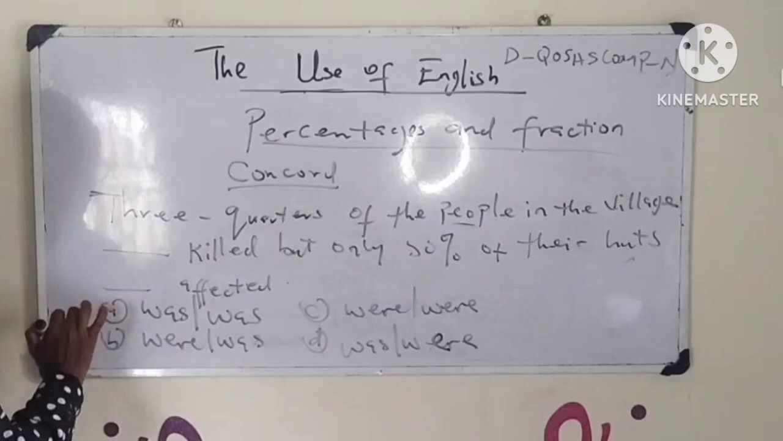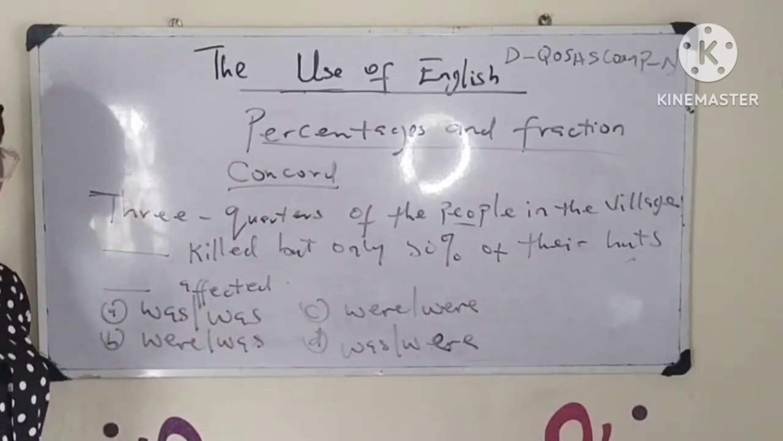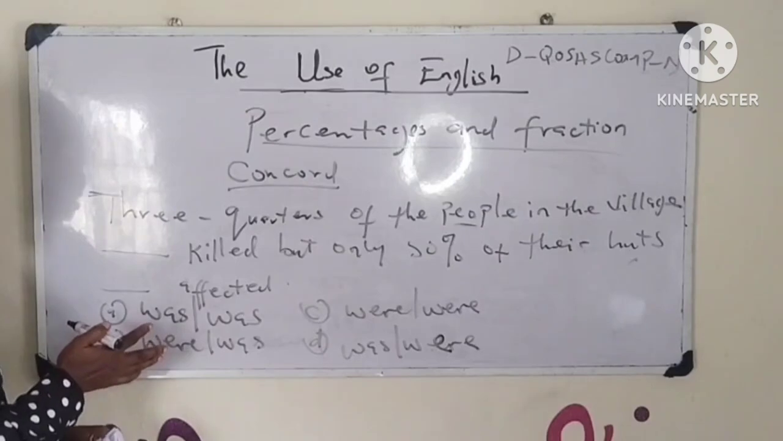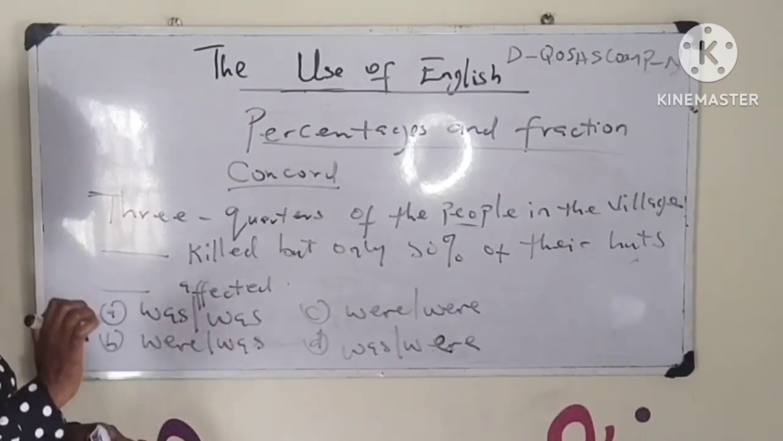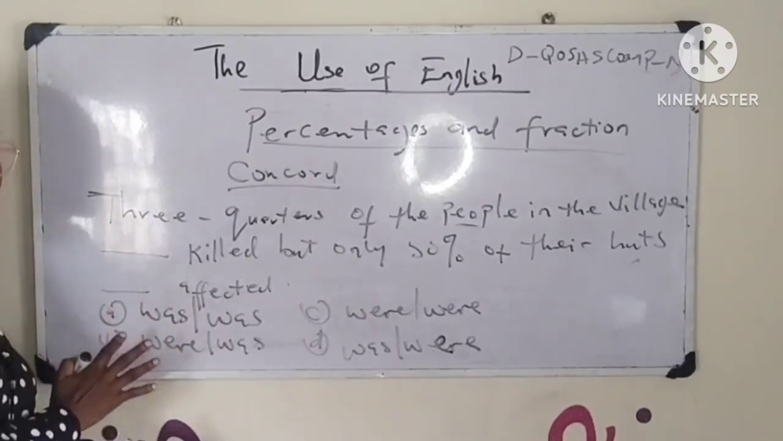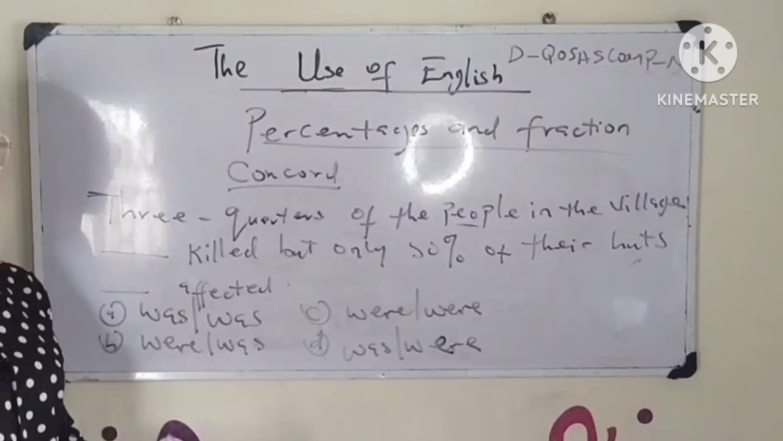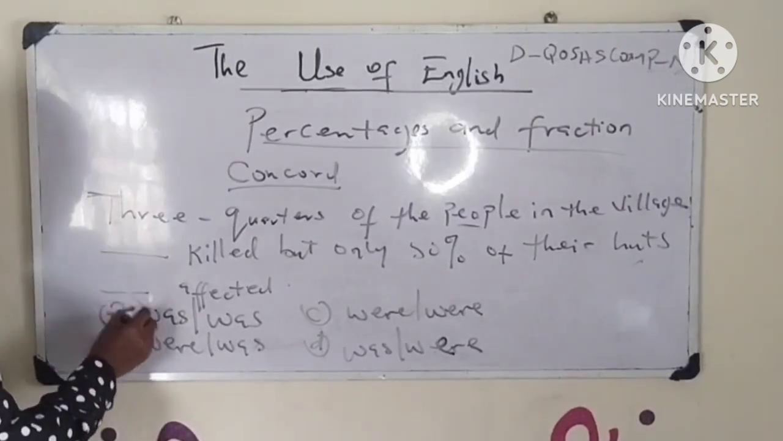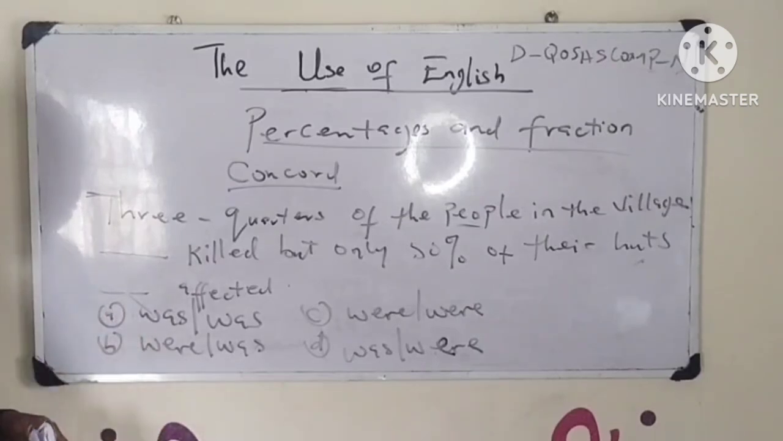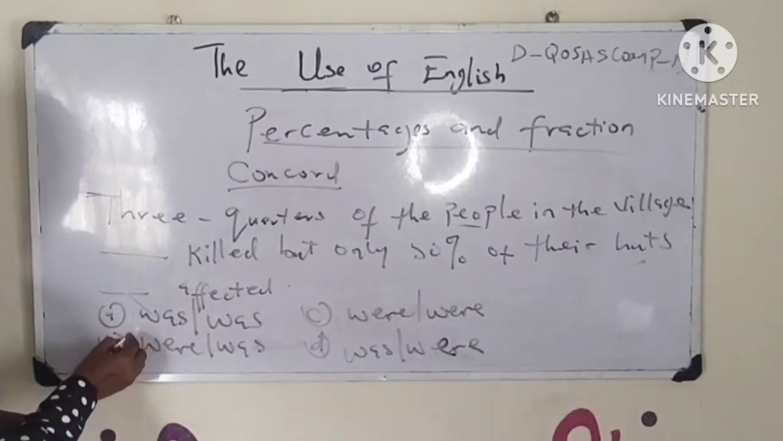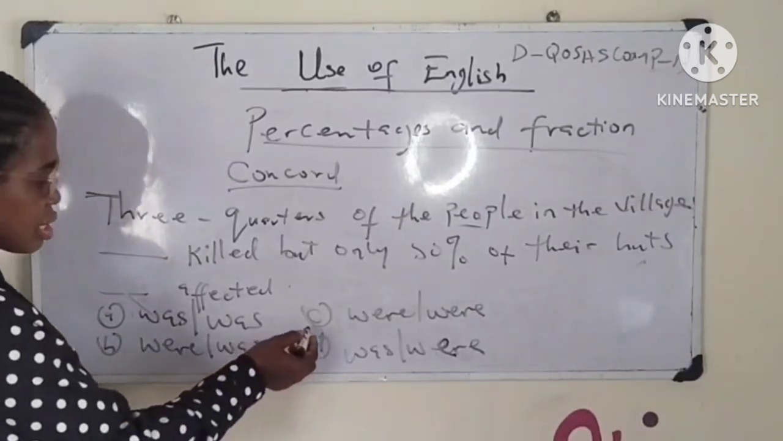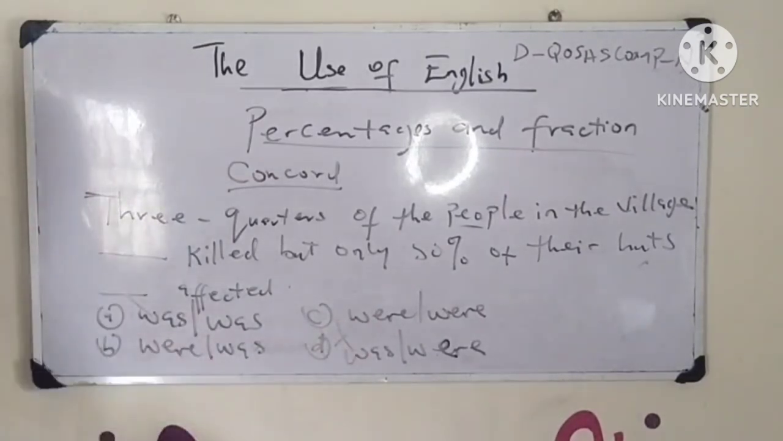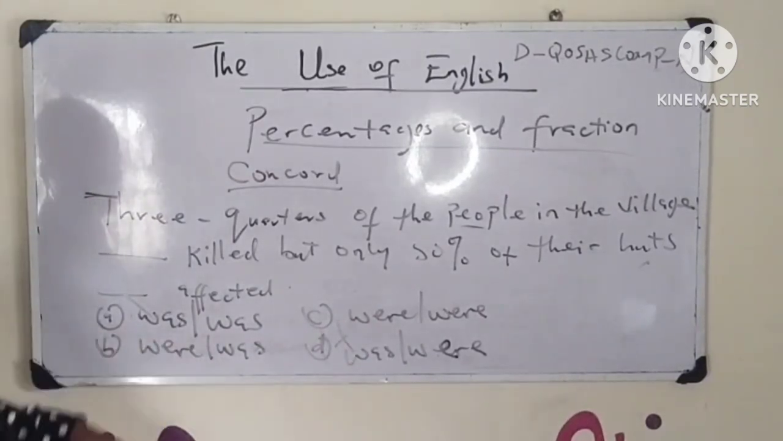So let's look at the options and strike off any that does not contain a plural verb in the first gap. You're going to strike off option A, was. Option B, plural verb first. Option C, plural verb first. Option D, was, singular. So we are left with options B and D.